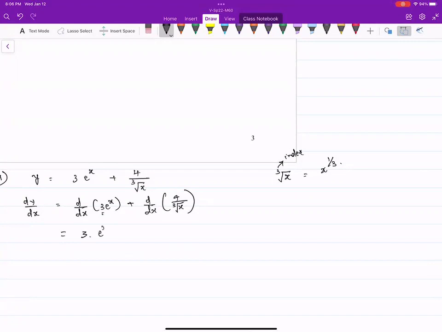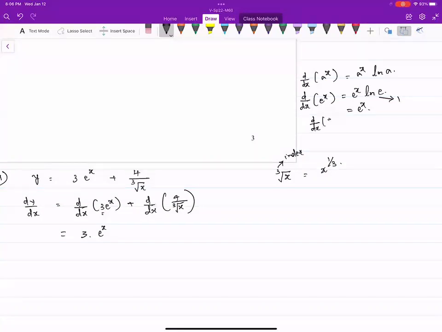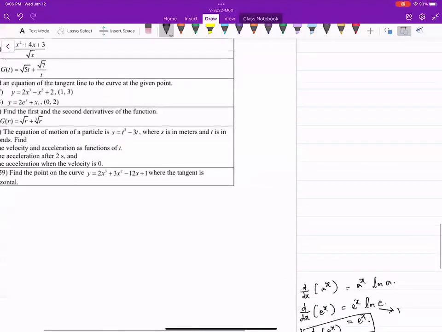Derivative of e to the x is e to the x. Did we mention that here? You know that the derivative of a to the x is a to the x ln a. Derivative of e to the x is e to the x ln e. What is ln e? ln e is equal to 1. So it is just e to the x. So the derivative of e to the x is e to the x. It's one other formula which you can memorize.